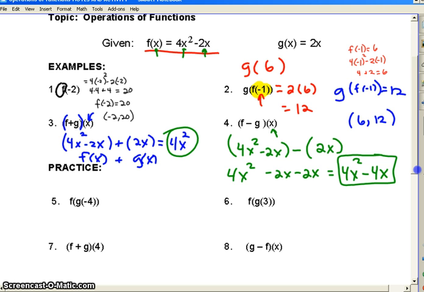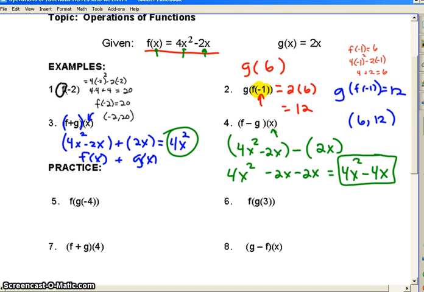Okay, at this point in the lesson, I'm going to ask you to pause your video and work number 5, 6, 7, and 8. Okay, and then you can push play to check them, or you could just do one problem at a time. Pause one problem at a time.